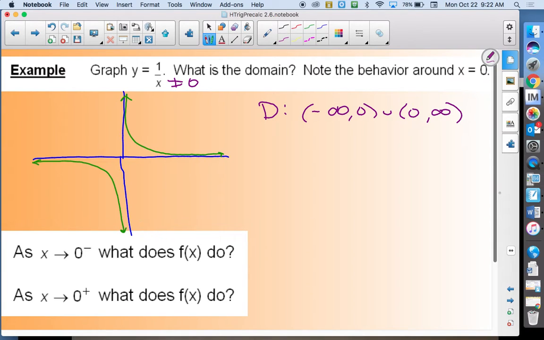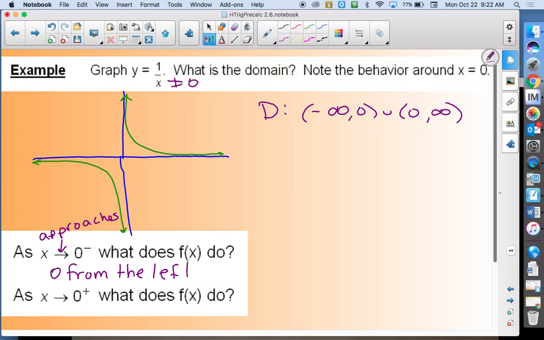So it says note the behavior around x equals 0. Underneath, it has two little things to think about. We'll talk about this throughout the year, but this notation, as x, that little arrow means approaches. We've used that before. And then the 0 has a little minus sign after it. That little minus sign really means 0 from the left.